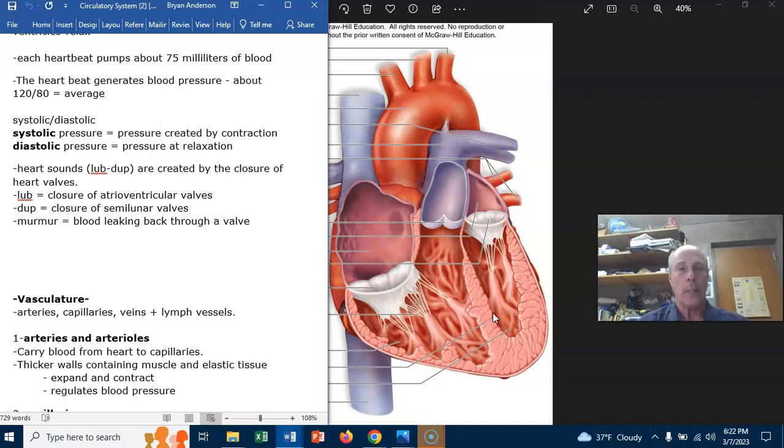Well, the heartbeat generates blood pressure, and it does so at about 120 over 80, not psi, but millimeters of mercury. 120 over 80 is what we're looking at. Basically, that's the pressure it takes to push that very heavy liquid metal mercury in a tube of a given size, a given distance. So heartbeat blood pressure is about 120 over 80.